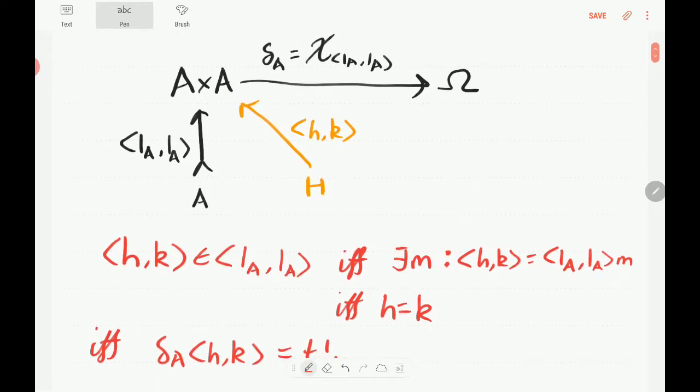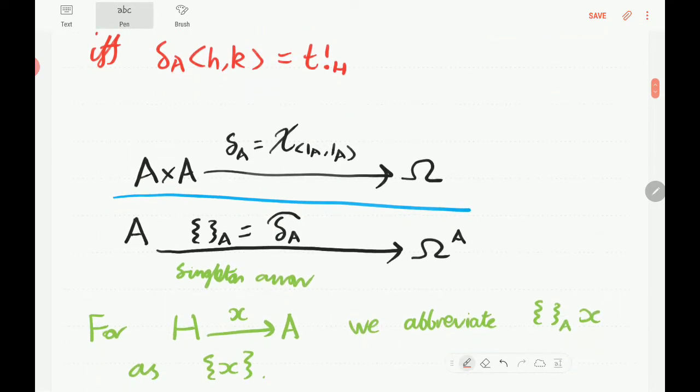So you can see all this math on the screen now, although it's the kind of thing I've gone through several times. So yeah. Okay, so we define the singleton arrow, which we call curly bracket subscript A, to be the transpose of delta A. Now, I like to think of it in terms of sets often, and then an arrow into omega to the power of A.